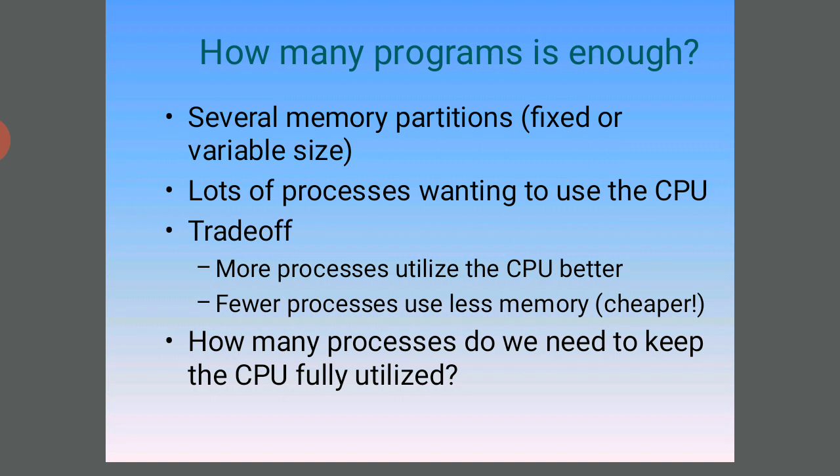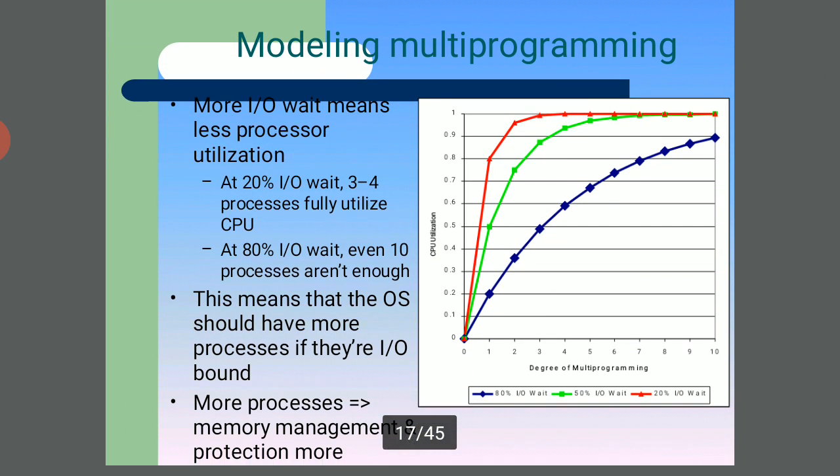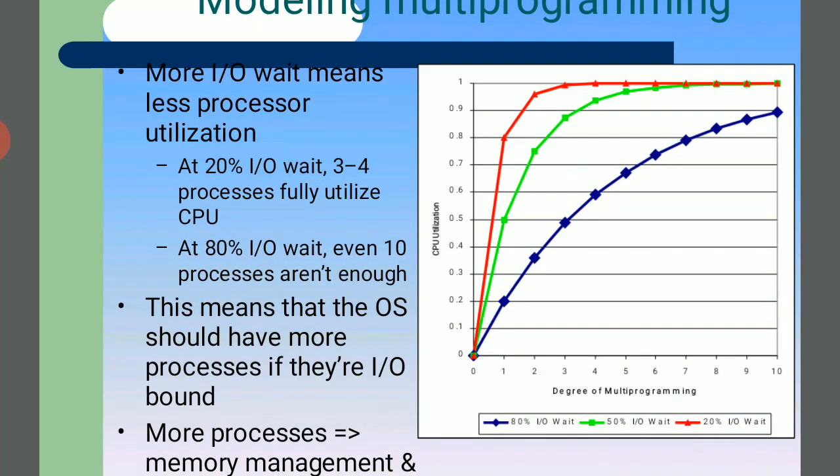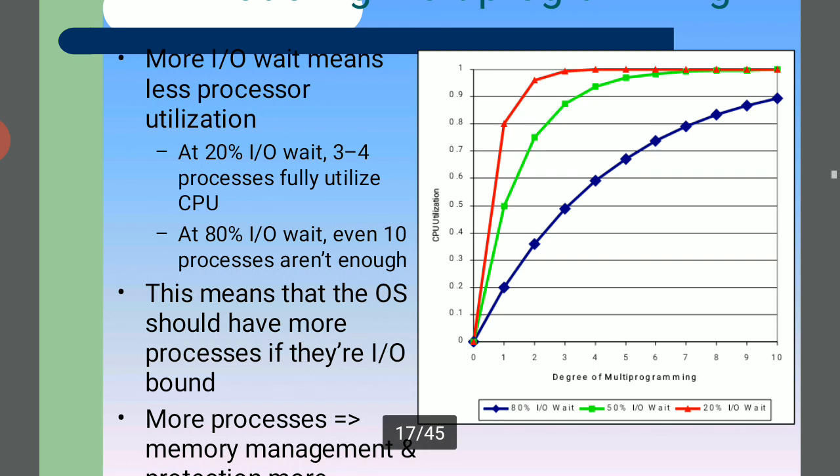So how many processes do we need to keep the central processing unit fully utilized? Modeling multi-programming: what is it? Multi-programming means that at a time the user can use different types of programs. More input output waits mean less processor utilization. What is utilized, by which percentage?